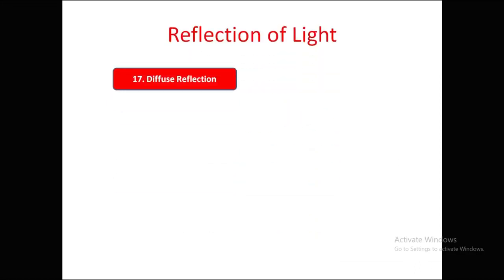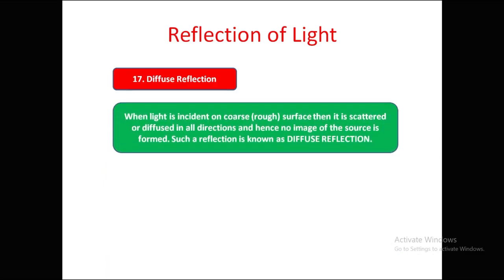The next one is diffuse reflection. When light is incident on a rough surface, it is scattered or diffused in all directions, and hence no image of the source is formed. Such a reflection is known as diffused reflection. So whenever light is incident on the surface, it will be scattered and diffused.